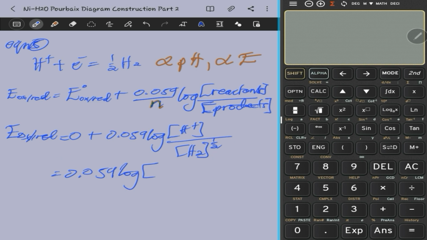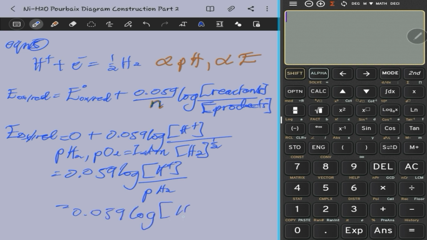And because we have a gas involved, let's rewrite it first. Here we have the partial pressure of H2. One of the conditions that we assume is that the partial pressure of gases, H2 and O2, is equal to 1 atm. That's what we've already discussed. So we end up getting 0.059 log concentration of H plus.